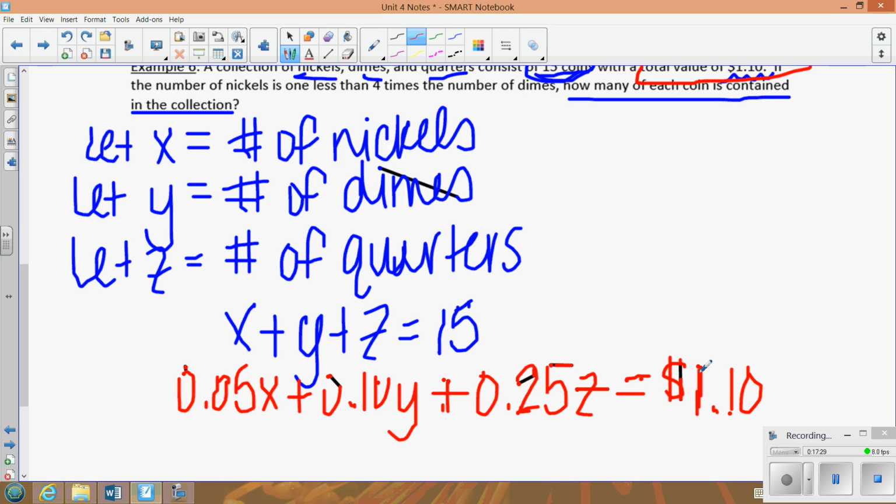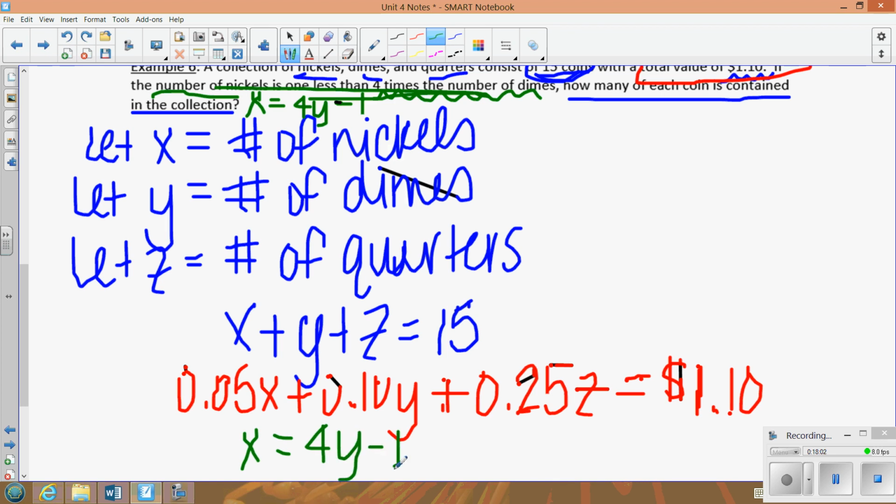And then the last equation is saying that the number of nickels, so that would be x, is 1 less than 4 times the number of dimes. So dimes are represented by y, so 4 times y minus 1 is going to get me the number of nickels. 1 less means you're taking 1 away from 4 times the number of dimes. So the last equation is x equals 4y minus 1.